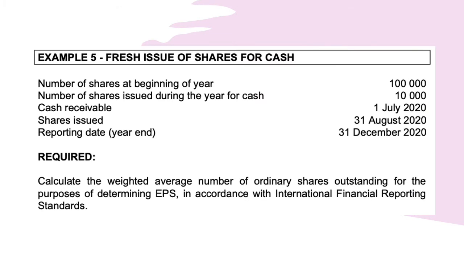Example 5 can be found in your Notes and Class Examples handout. The information reads as follows. Number of shares at the beginning of the year is 100,000. Number of shares issued during the year for cash, 10,000. Cash is receivable on the 1st of July 2020. Shares were issued on the 31st of August 2020, and the year end is the 31st of December 2020. Required, calculate the weighted average number of ordinary shares outstanding for the purposes of determining earnings per share in accordance with International Financial Reporting Standards.